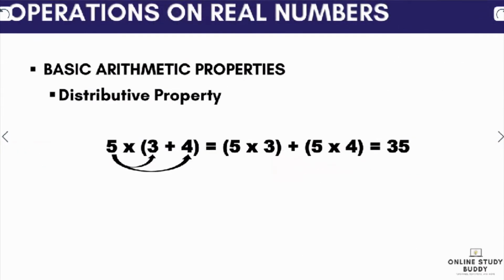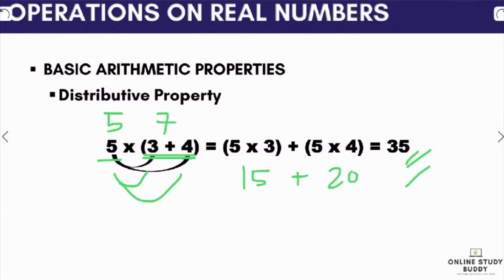Next na important property is yung distributive property of multiplication. So, ang distributive property, ibig sabihin lang nito, if we have 3 plus 4, ito, inside the parenthesis, na multiplied by 5, pwede nating i-perform yung 3 plus 4, which is 7 times 5, will result to 35. Pero, pwede natin i-distribute yung 5 sa 3 at saka sa 4 and we will get the same result. So, in this example, 5 times 3 equals 15 plus 5 times 4 equals 20 will result to 35 pa rin.